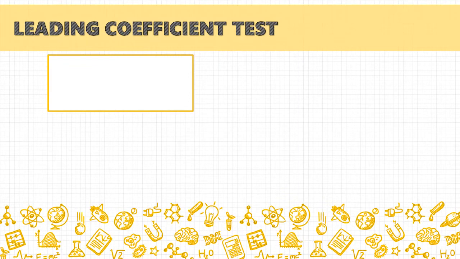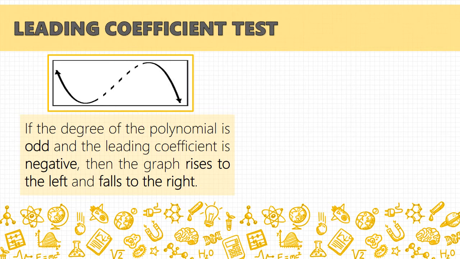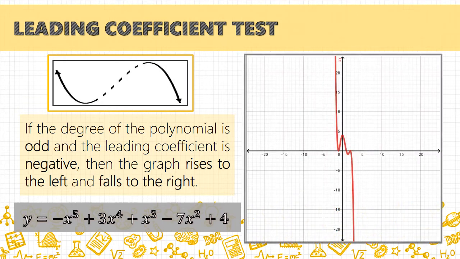Second type is if the degree of the polynomial is odd and the leading coefficient is negative, then the graph rises to the left and falls to the right. Example is y is equal to negative x raised to 5 plus 3x raised to 4 plus x cubed minus 7x squared plus 4. The graph is shown on the right. Its leading coefficient is negative 1 and its degree is 5.